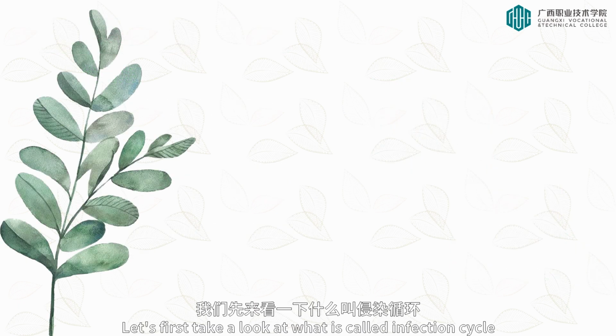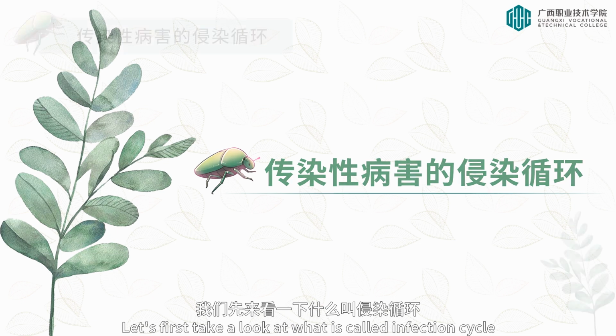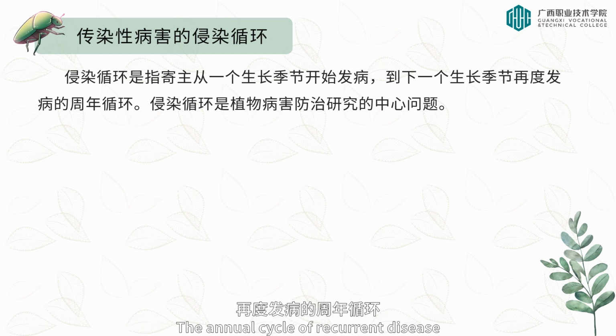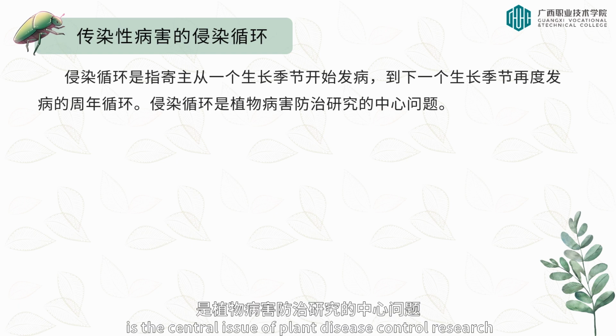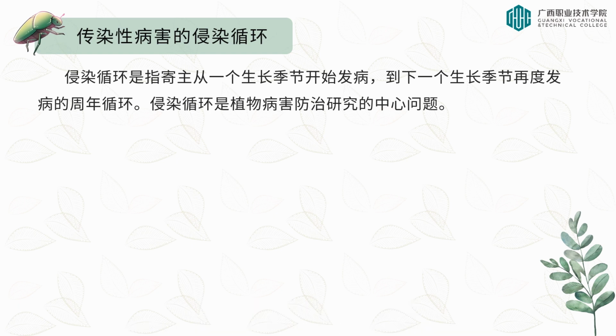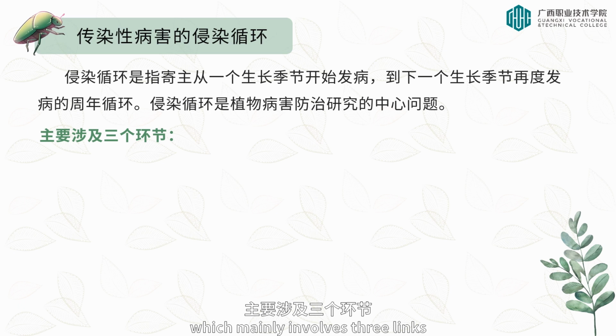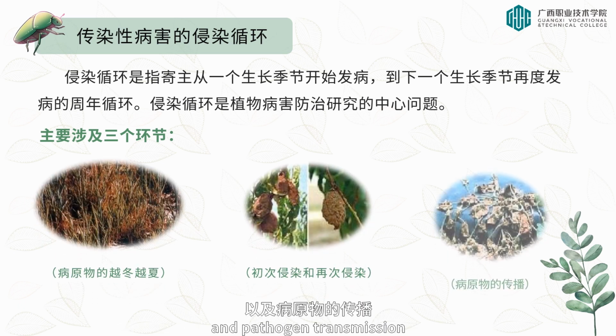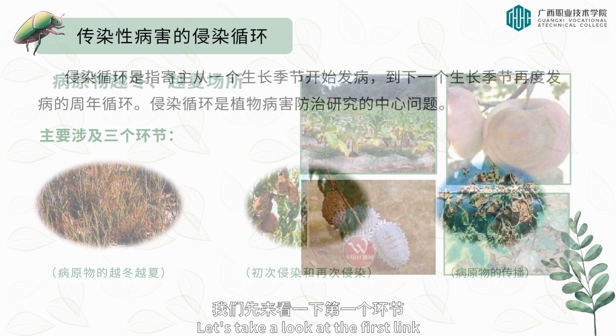Let's first take a look at what is called the infection cycle. Infection cycle means the annual cycle of recurrent disease, as the host begins to get sick from one growing season to the next. The infection cycle is the central issue of plant disease control research, which mainly involves three links, namely pathogen overwintering and oversummering, and pathogen transmission. Let's take a look at the first link.